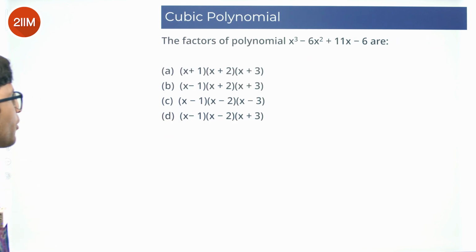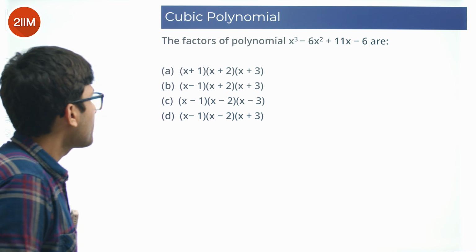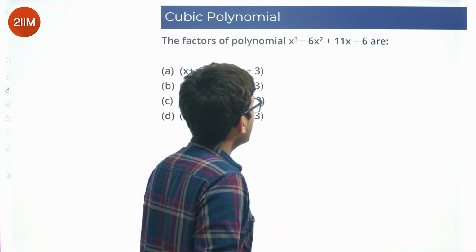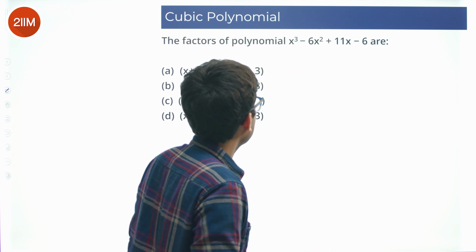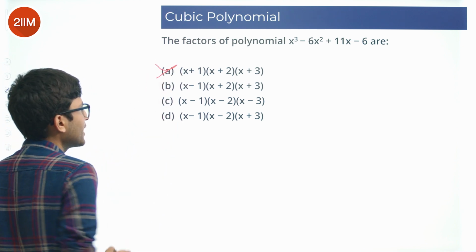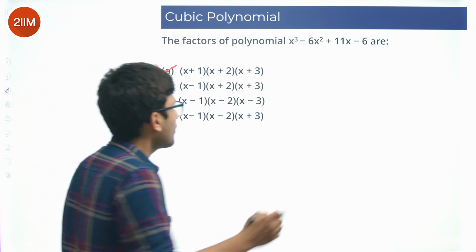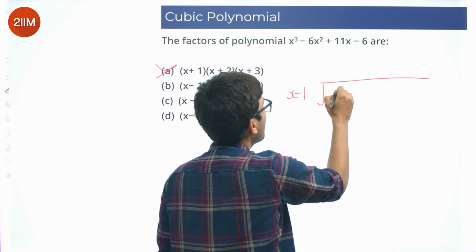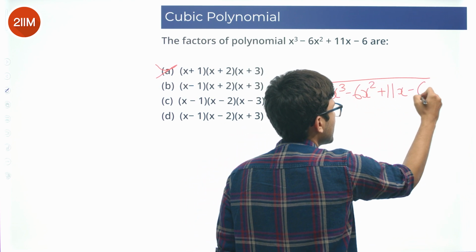The factors of the polynomial are, so we have to find out the three factors of this polynomial. A direct question. Let's try out. X cube minus 6x square plus 11x minus 6. First of all, if I substitute 1, it satisfies this polynomial. So I directly know that x equal to 1 is one of the values. There is no x minus 1 among these three possible ones. So first of all, what we know is x minus 1 is one of the factors of x cube minus 6x square plus 11x minus 6.